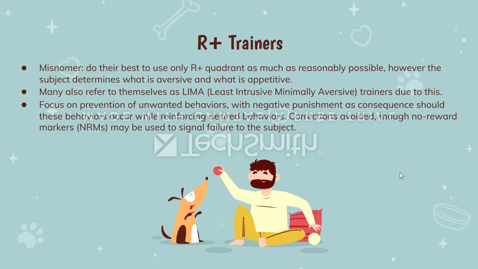For no reward markers, is there much research on if they are effective? Could you say no when Zuko goes for my arms when playing and redirecting to a toy? Is that using an NRM? Also, do you think an NRM can be aversive?